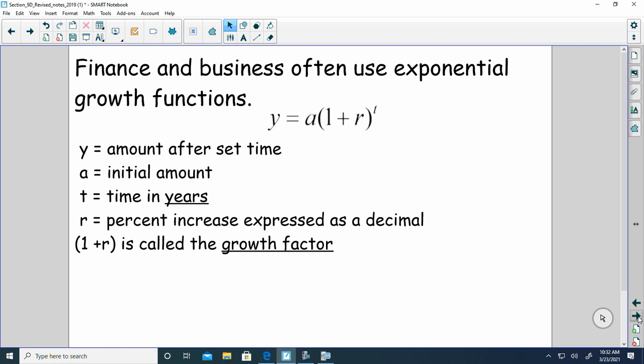Okay? Growth or decay. So 1 plus R is going to be growth because 1 plus a number is going to give me some value bigger than 1. If it was 1 minus R, it would be a decay. But that's where we're going to kind of base things on. Now, we're going to manipulate this equation a little tiny bit because there's certain things that happen.